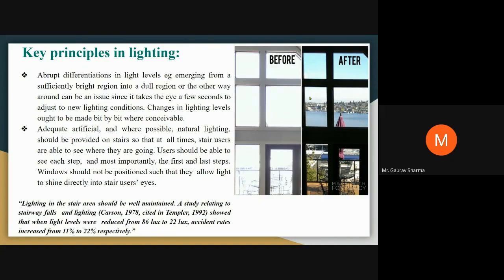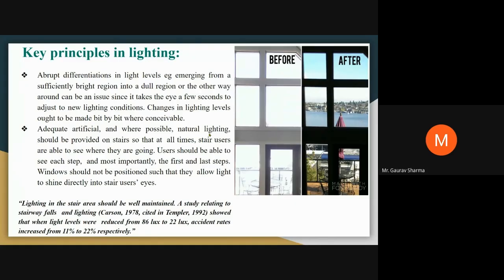There are some more principles, that adequate artificial and where possible natural lighting. That means we can have the sources of lighting as artificial as well as natural. But we should use natural lighting, and we must be dependent on natural lighting as and when it is available to us. But when it becomes very difficult to procure the natural light over there, then we opt for the artificial light. Artificial lighting will serve you in the absence of natural light, but it will cost you again.